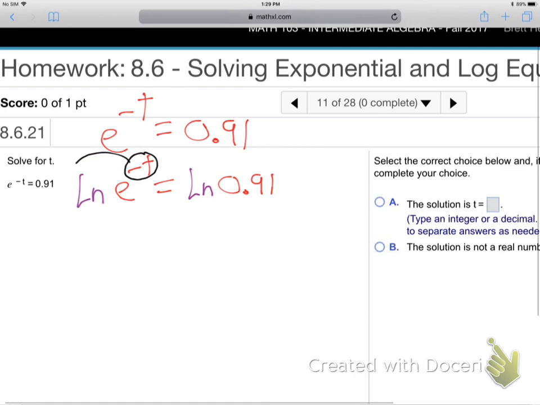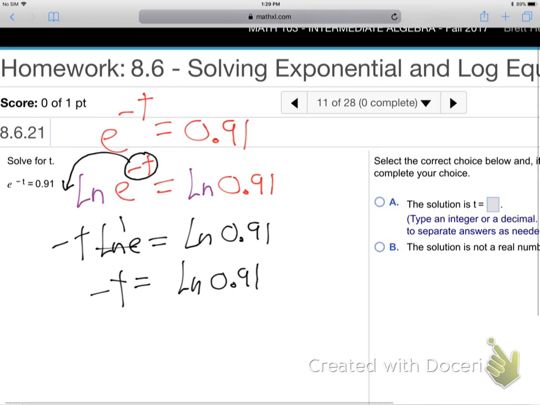So this power comes down to the front like that. Good, so that's the special third property of logs. Powers come down to the front. And then ln of e, as we talked about, is just 1. So this is negative t is ln of 0.91. Good so far?